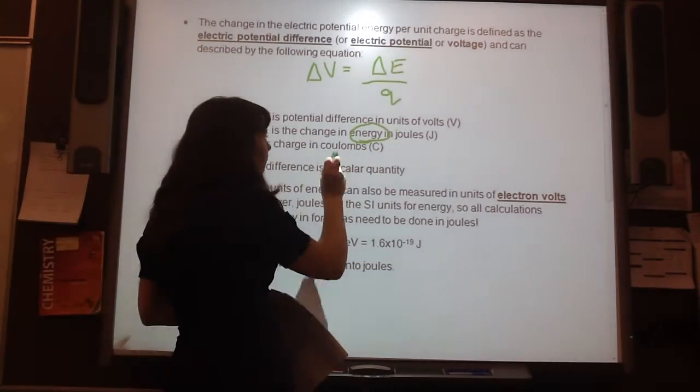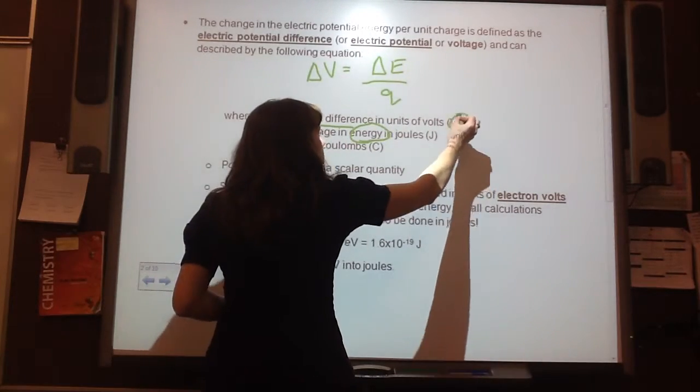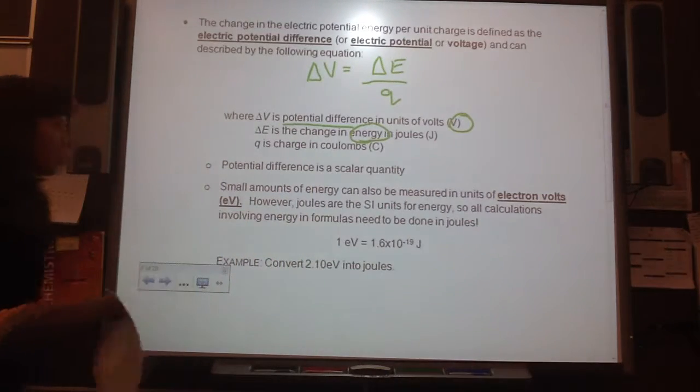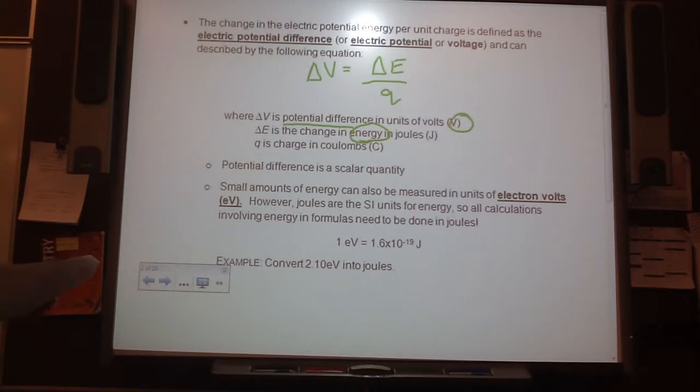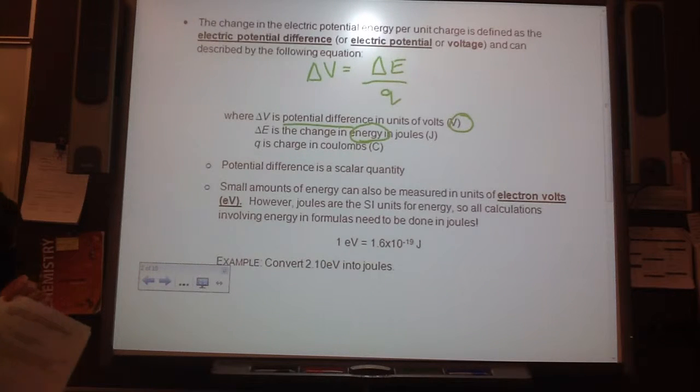V is potential difference, and it's measured in volts. Our energy is always joules, and our Q is coulombs. Potential difference is a scalar quantity, so it doesn't need direction.